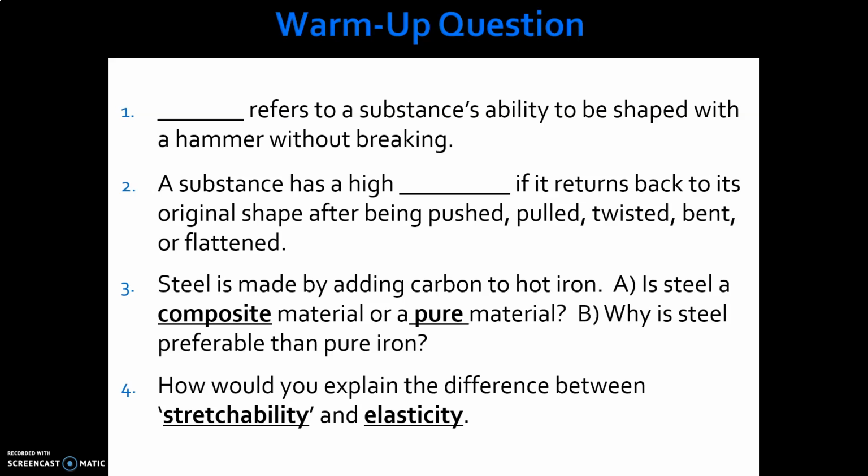Number three, steel is made by adding carbon to hot iron. So part A, is steel a composite material or a pure material? And then for B, why is steel preferable to pure iron? Number four, how would you explain the difference between stretchability and elasticity?